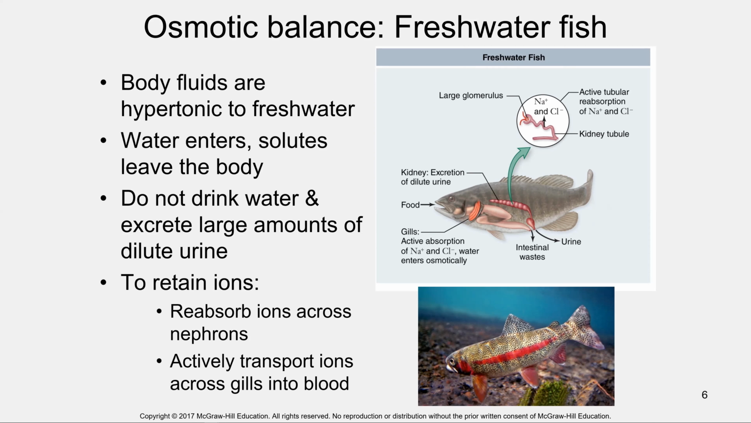And to deal with the second issue, where solutes would tend to leave the body and enter the environment, they reabsorb ions across their nephron tubules of their kidneys. So that means that the ions are reabsorbed from the glomerular filtrate back into the blood. Also, they actively transport ions across their gill surfaces from the surrounding water into the blood.